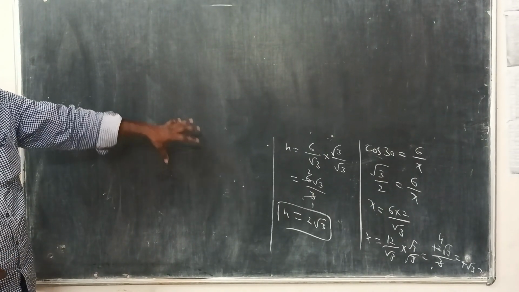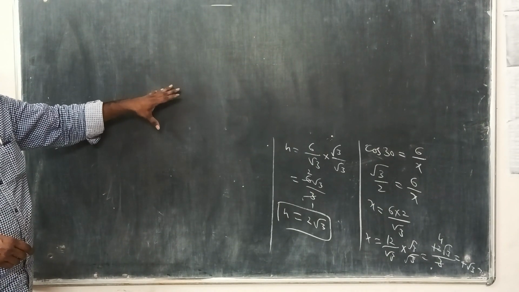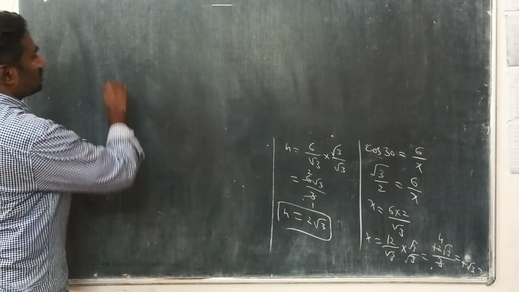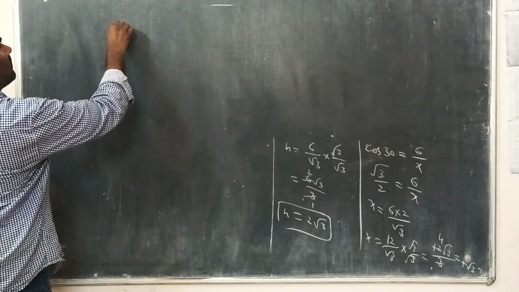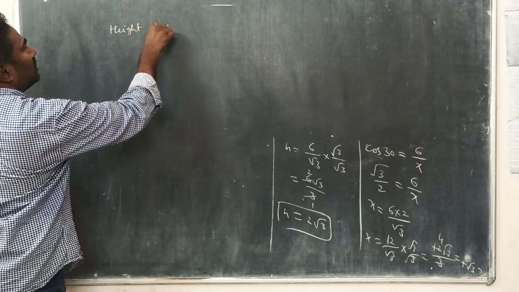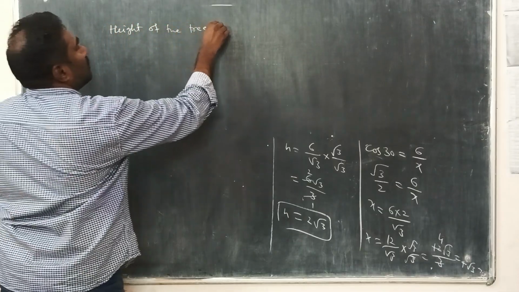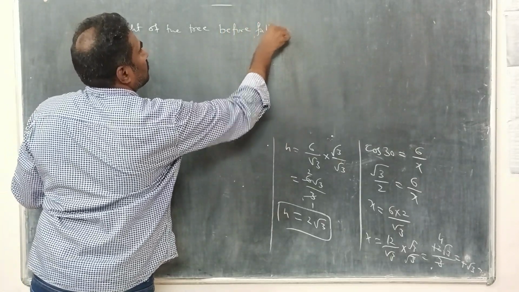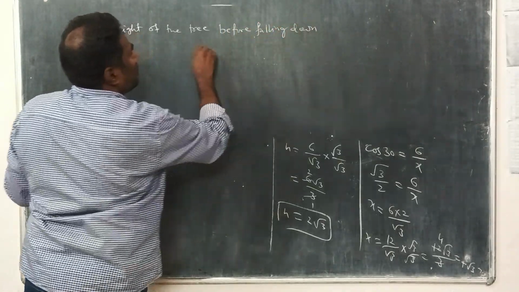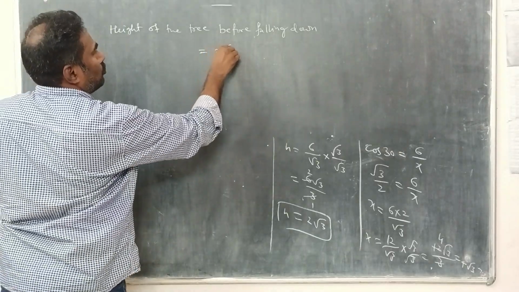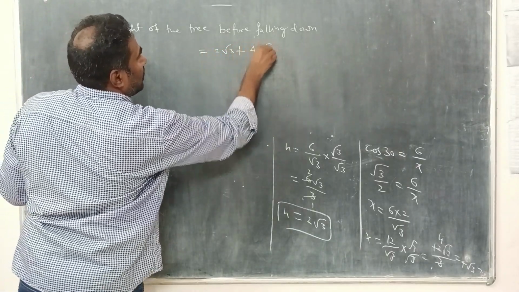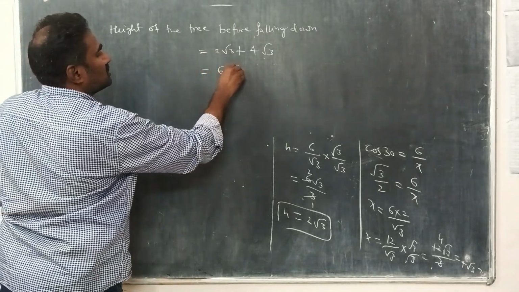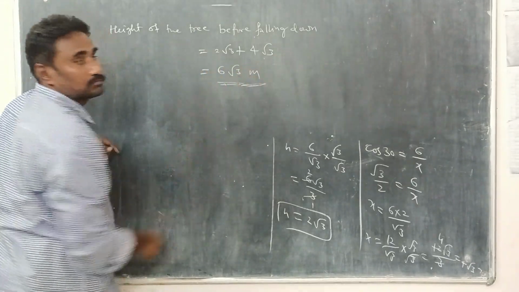Now we have to get the height of the tree before falling. We have to add H and X. So write: height of the tree before falling down. Before falling down you have to add these two values. It is 2 root 3 plus the X value 4 root 3. Both together become 6 root 3 meters.